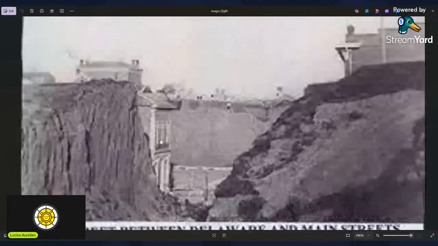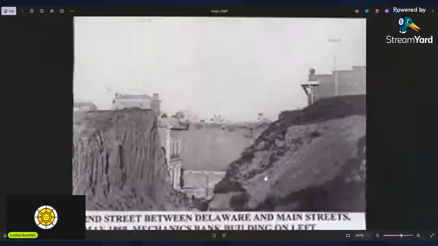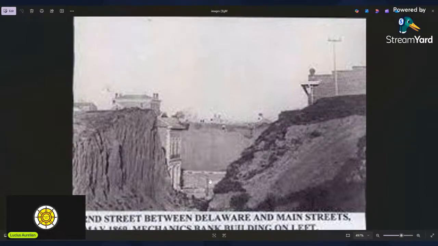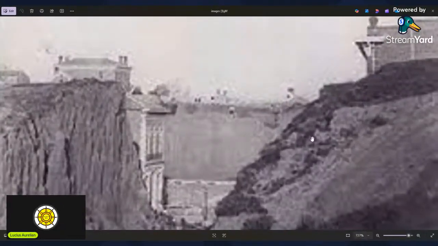Is that the Mechanics Bank building? Not really sure. So it's the 1860s, according to this image, and you're going to build a bank building right next to this giant bluff of dirt?